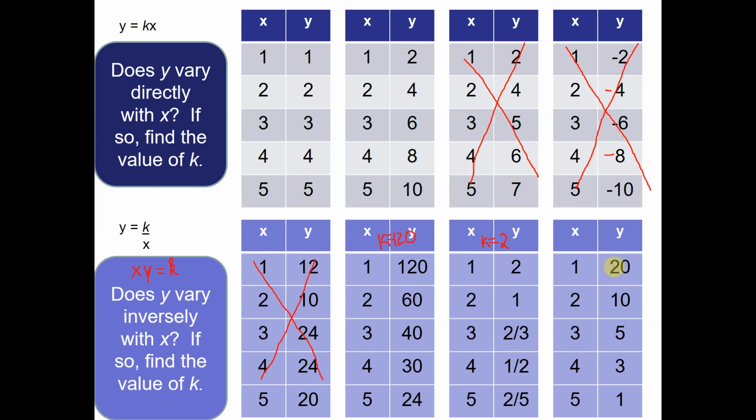Okay, the last one. 1 times 20, 20. 2 times 10, 20. 3 times 15. I'm sorry, 3 times 5, 15. That's not 20. So that one's a no. Okay?